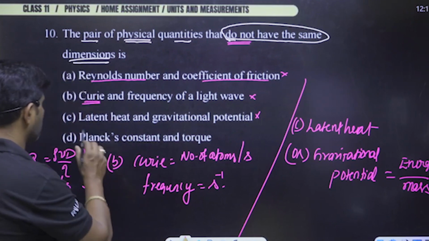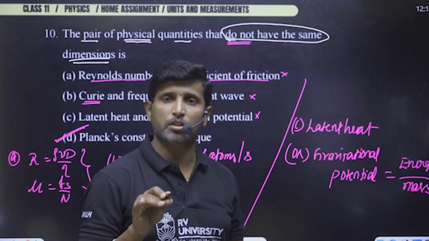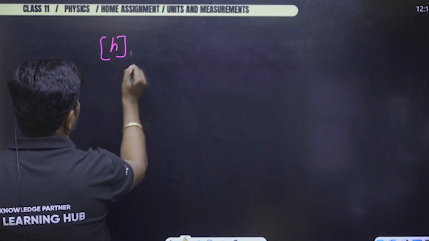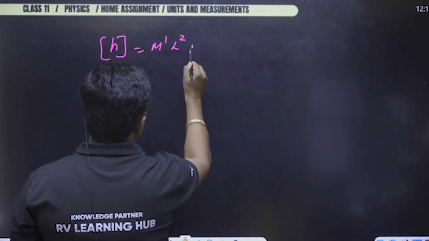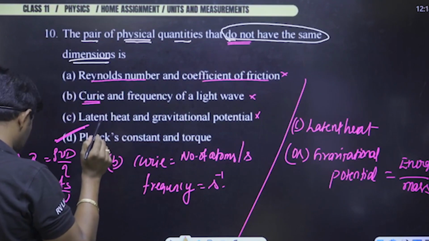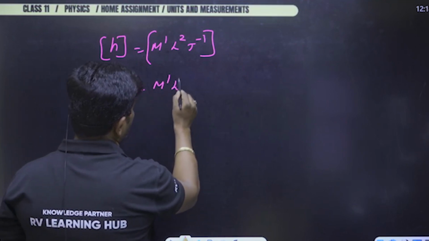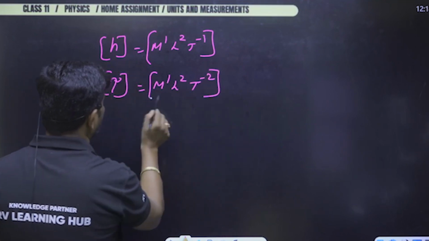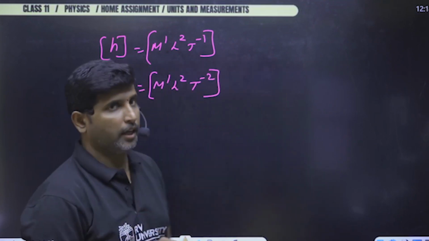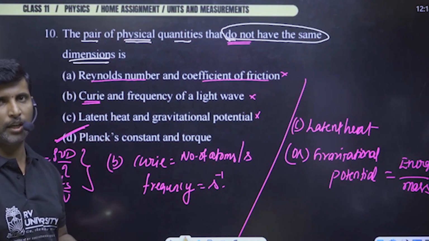Hence we can go with Planck's constant and torque, which do not have the same dimension. Planck's constant will have the dimensions of M power 1, L power 2, T power minus 1. But what are the dimensions of torque? Torque dimensions are M power 1, L power 2, T power minus 2. Hence, the dimensions of Planck's constant and torque are not the same. Hence, we can go with option D as the right answer.